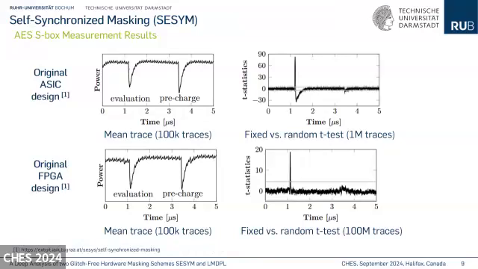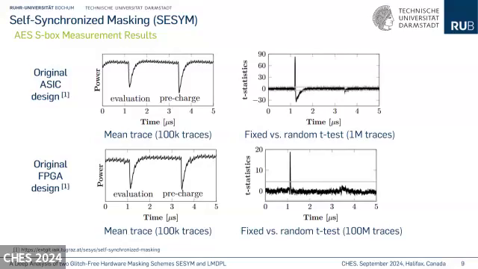So now we looked at both of these schemes in our lab. We implemented them on some FPGA platform. And in the top here, we can see the original ASIC design results of a fixed versus random t-test. As you can see on the top left, this is the result of an AES S-box. The evaluation and pre-charge phases have been separated clearly using some FSM. And on the top right, you can see that we can clearly distinguish the fixed and random data sets in this t-test after 1 million traces, which should not be the case in our measurements.